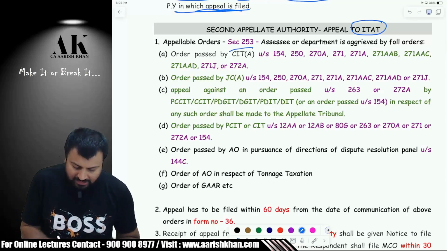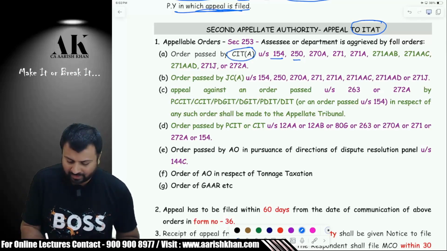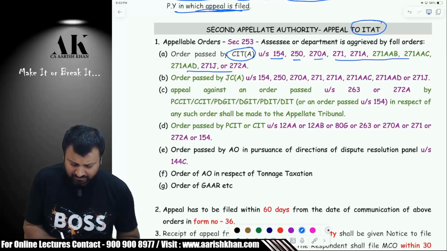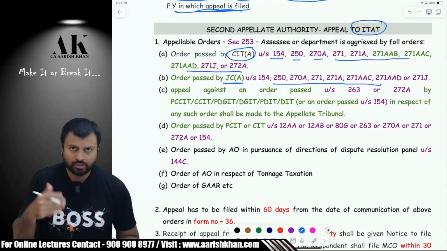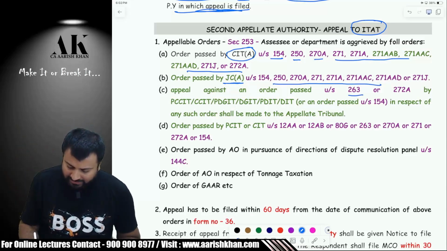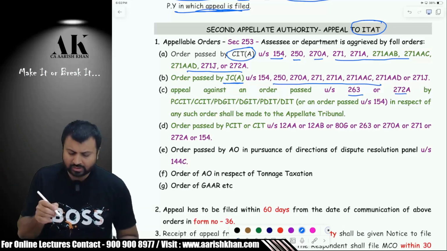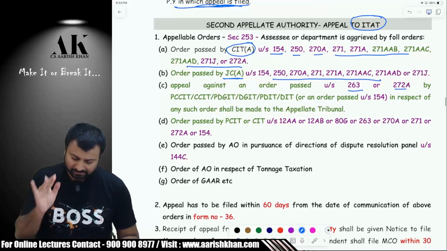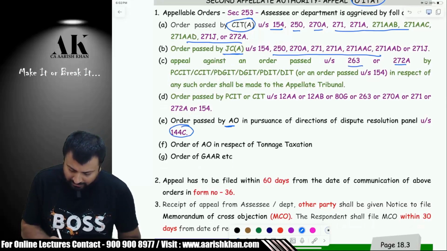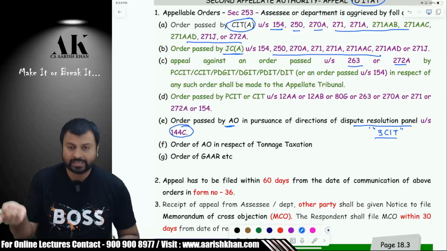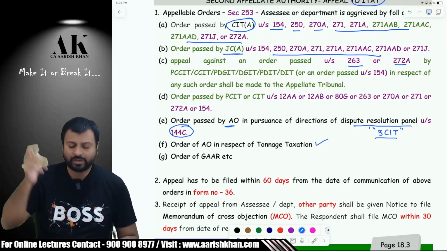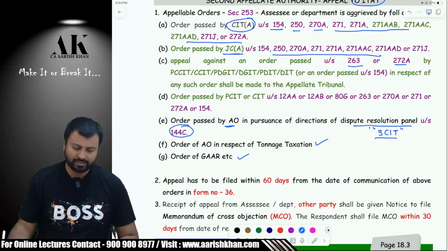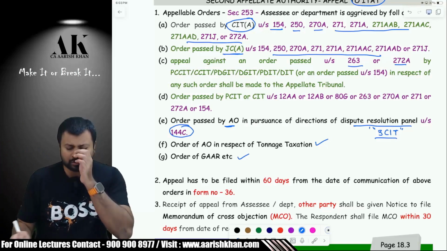Okay. Now the orders passed by CIT appeal under 154, rectification order, appeal order, penalty order, you can go to ITAT. Even an order passed by JC appeal, the new authority, you can go to ITAT. Even an order passed by CIT under 263, 272A. So all these orders are either orders of CIT or CIT appeal. Apart from that, an order passed by AO in pursuance of the dispute resolution panel, because the dispute resolution panel is a panel of 3 CIT, even in that case the order will go to the ITAT. Order in case of tonnage taxation will go to ITAT, and order in case of GAAR, because that is also passed by CIT only, that will also go to ITAT. You are not supposed to remember all these things, obviously.